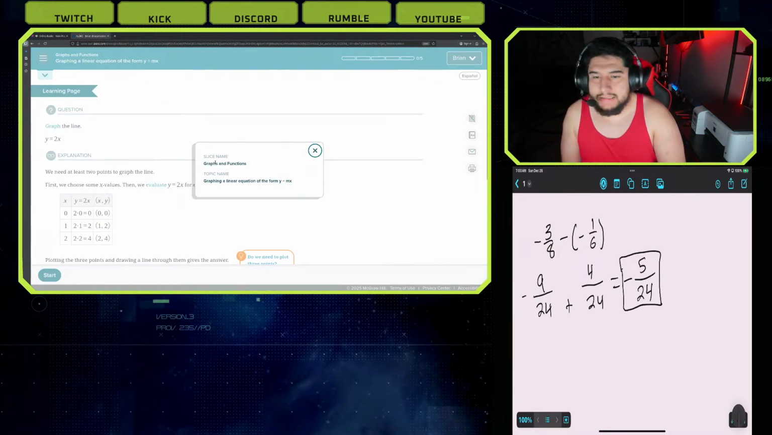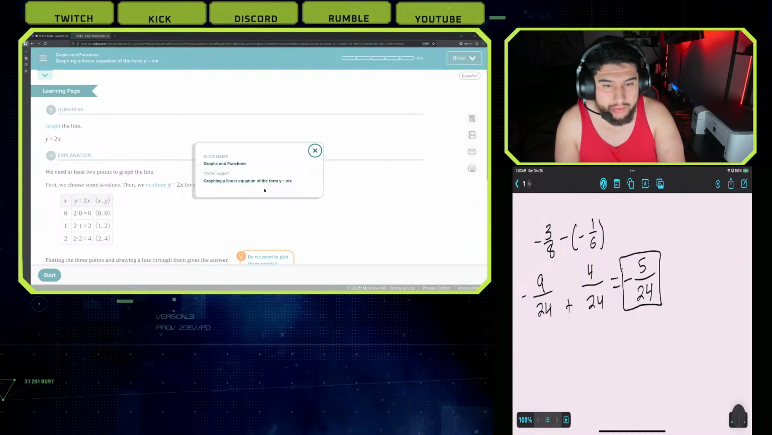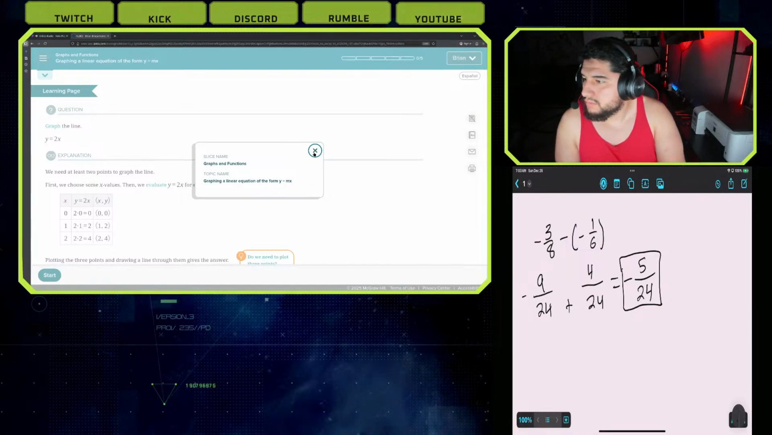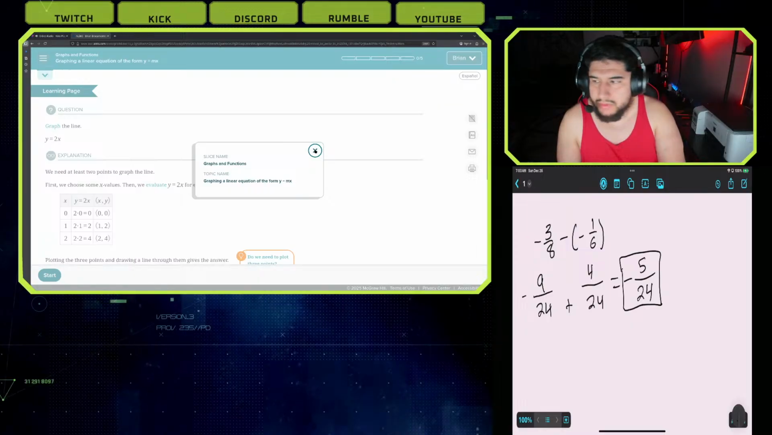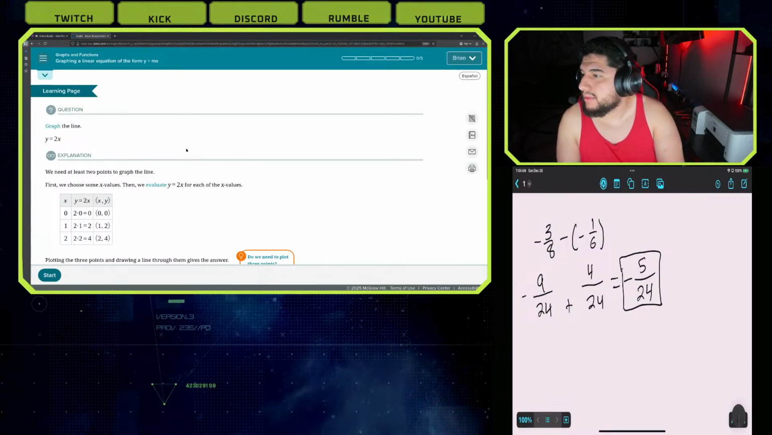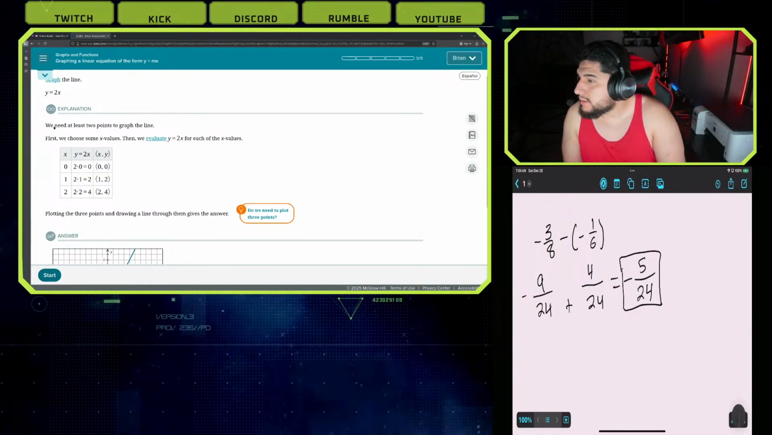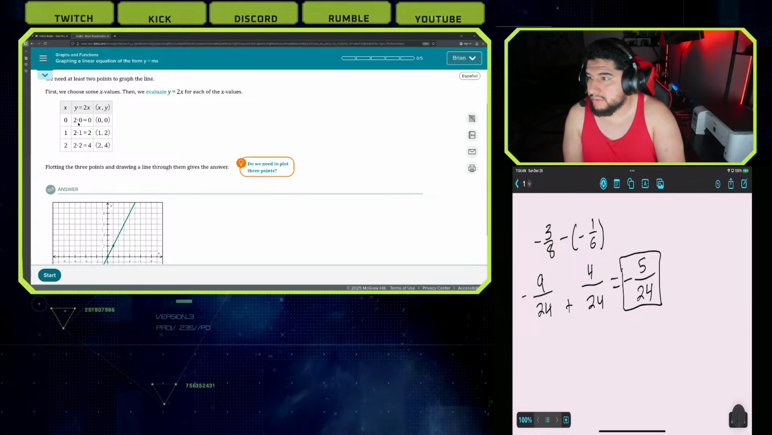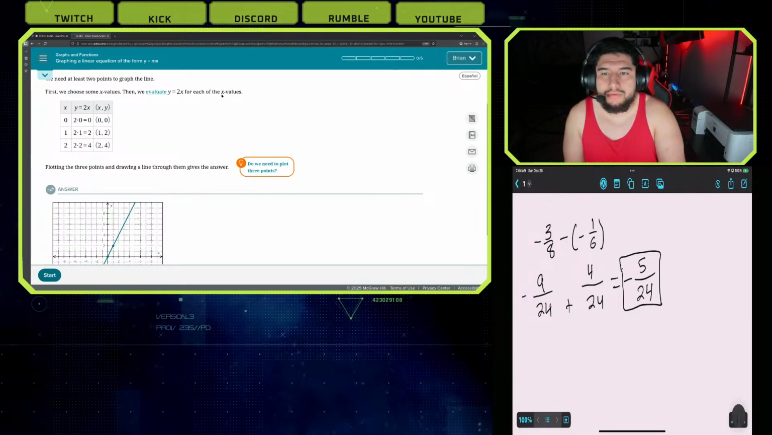Alright. Next slice is graphs and functions. Topic name: graphing a linear equation of the form y equals mx. I think on my last video I said mx plus b, so oops, I was doing a different type of equation in my head at least. Still worked out. Anyways, we need at least 2 points on the graph. First we choose some x values: 0, 1, and 2. Then we evaluate y equals 2x for each of the x values.